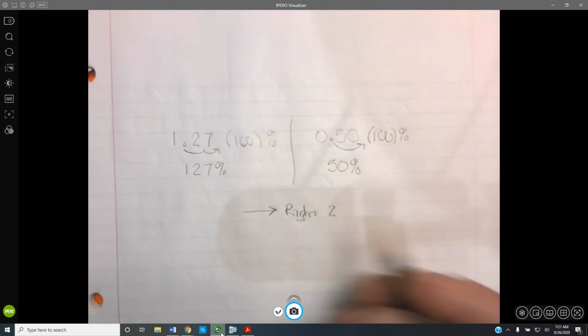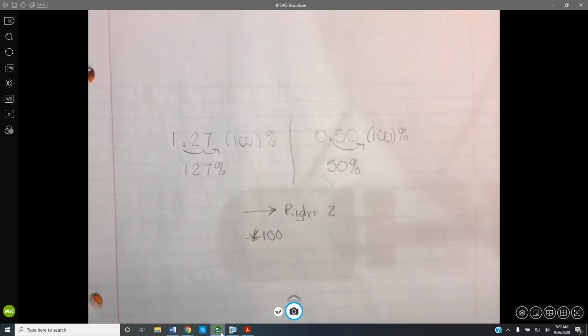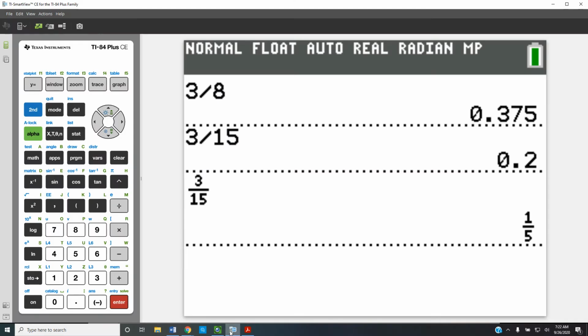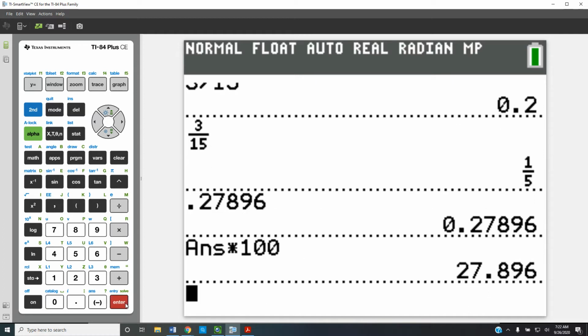Moving to the right 2 positions is the same as multiplication times 100. So if we took a calculator and said, I have a decimal of 0.27896, just something random, but I want it to be a percentage. Well, I'm going to hit times 100, which is the same thing as shifting the decimal 2 to the right, and this would become 27.896%. Now, the calculator doesn't see it as that. It only sees it as we told it to multiply by 100.